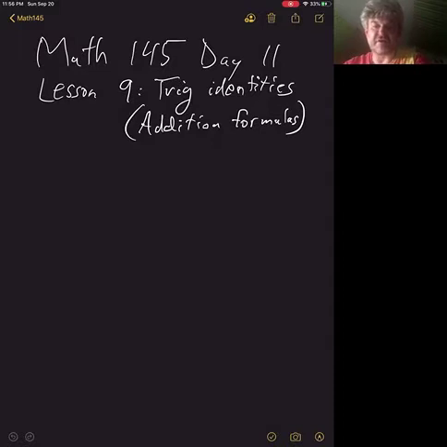We're talking about lesson 9, trigonometric identities today, especially the addition formulas. Those are two formulas that really come out of left field, out of the blue. I don't think that anyone just picked at random would discover them. But they're still important. I want you to remember them. They're absolutely on the syllabus.